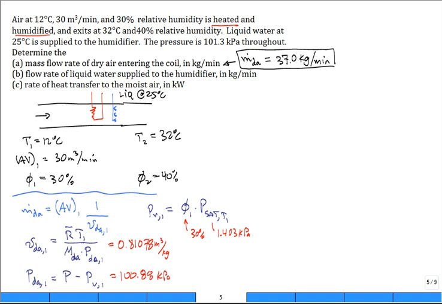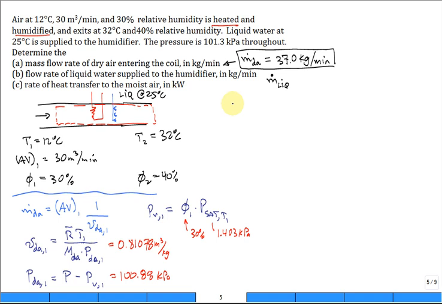For part B, we want the flow rate of liquid water supplied to the humidifier. What symbol do we want to calculate? What are we looking for? M dot liquid. How am I going to solve for part B? Introduce a control volume, and I'm going to do a balance. What type of balance? For the mass flow rate of liquid water supplied, probably a water balance. Just a liquid, but it's not just liquid, it's water as an entity. Some of it's liquid coming in, a lot of it's vapor coming in, a lot of it's vapor going out.